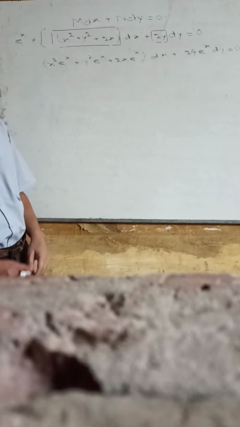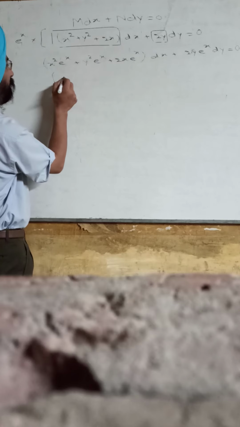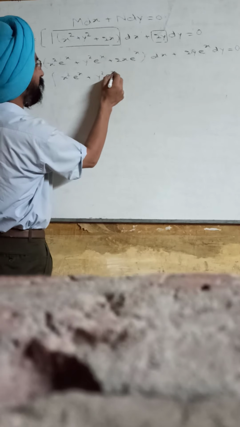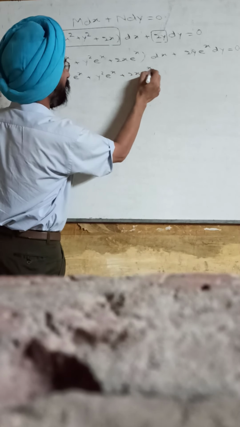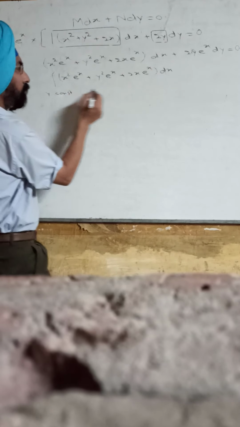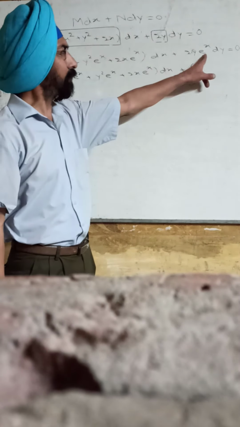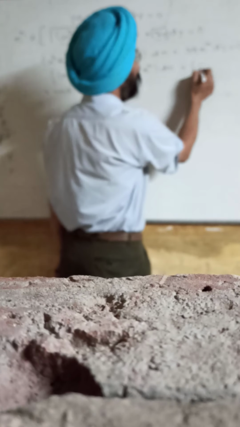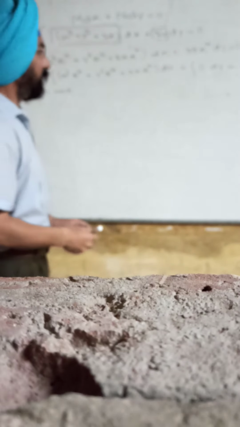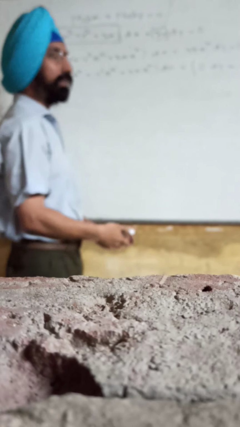And once the equation is exact, the solution we know is integral of m dx. This is your m, x square e power x plus y square e power x plus 2x e raised to the power x dx, treating y as a constant, plus integral of terms of n not containing x. There is only one term and that contains x, so there is no term not containing x. So this we need not eliminate, this is already a constant which will be amalgamated with this constant.